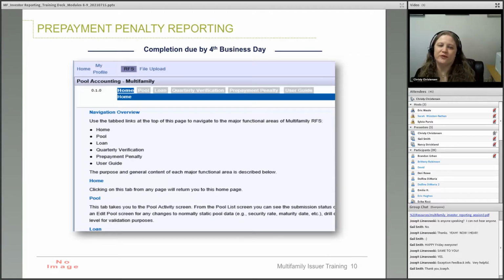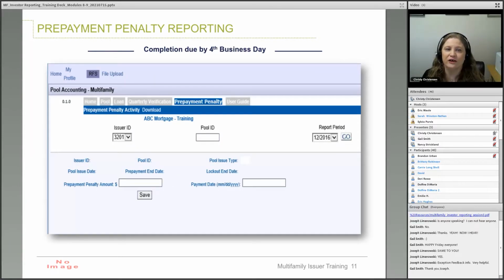Prepayment penalties must be reported by 7 p.m. Eastern Time on the 4th business day. However, they may be reported as early as the 1st business day. To report the prepayment penalty in RFS, navigate to the Pool Accounting Multifamily screen, then click on the Prepayment Penalty tab. Input the prepayment penalty amount and the payment date. Don't forget to click the Save button at the bottom of the screen.